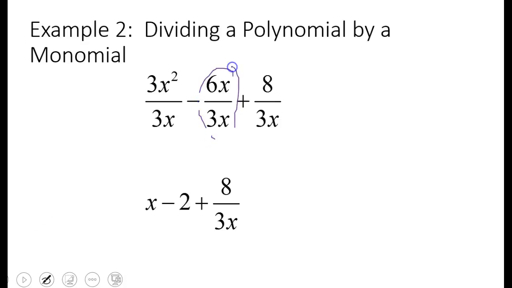Now I look at the 6x over 3x. Well, I take the number first. 6 divided by 3 is 2.